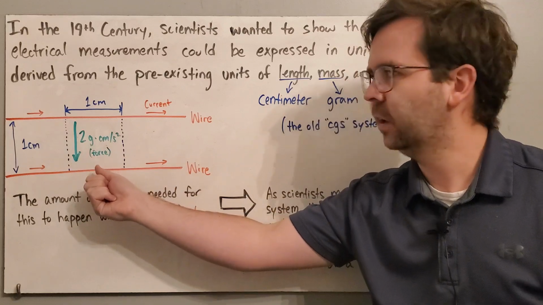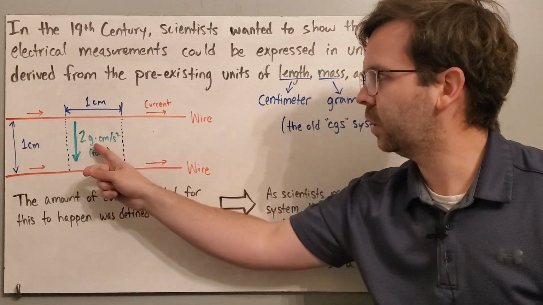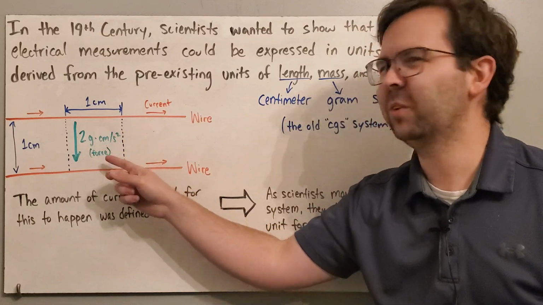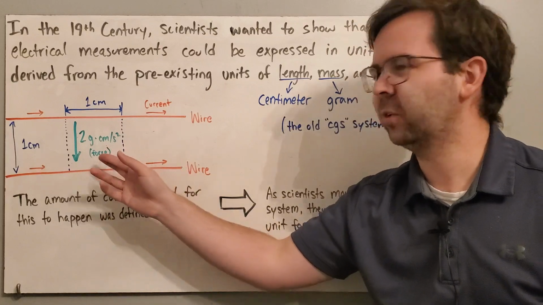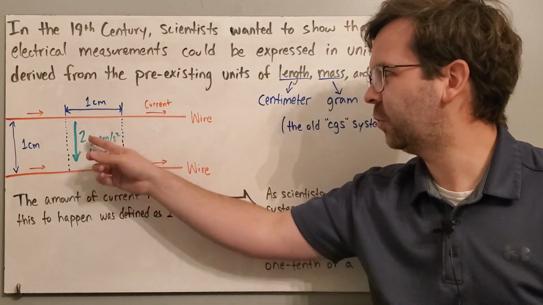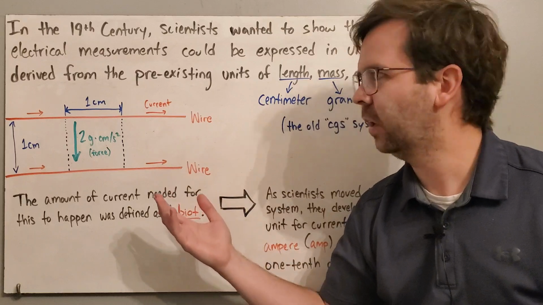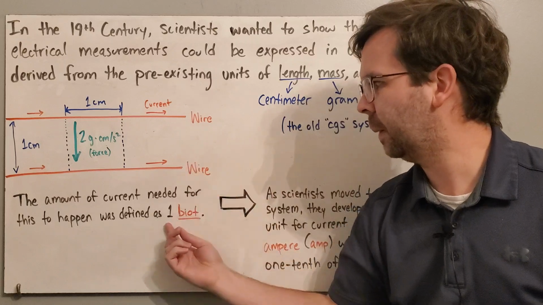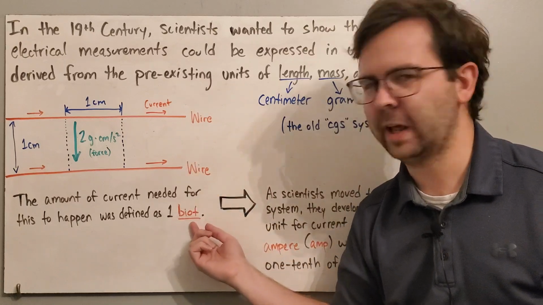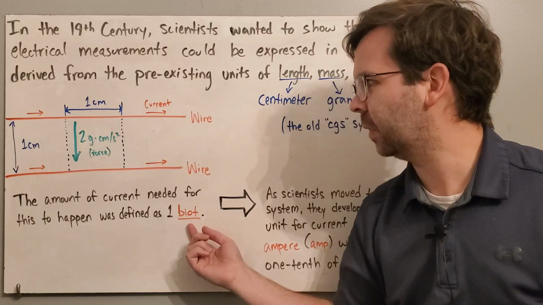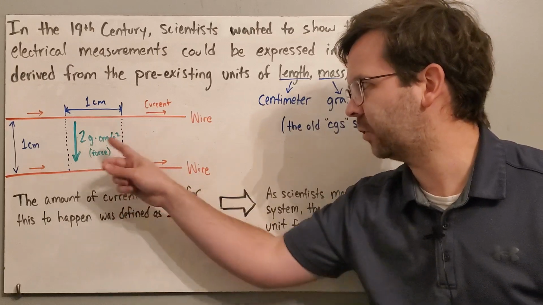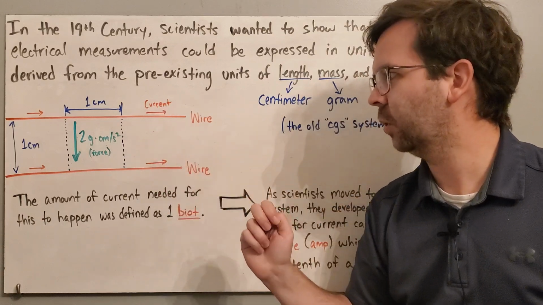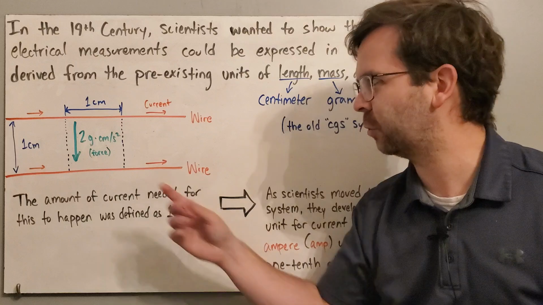wire to the other, if that force was equal to 2 grams times centimeter per second squared, which is a unit of force, also known as a dyne back then, if that equaled 2 dynes of force, then that amount of current, they said, was equal to 1 Bio. And this is a French name, so that's why it's pronounced kind of funny. But the amount of current needed for all of this to happen was defined as 1 Bio. So a Bio of current was enough to give you 2 dynes of force between these two wires.